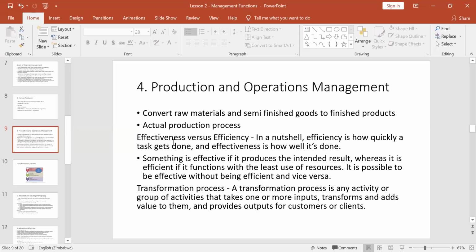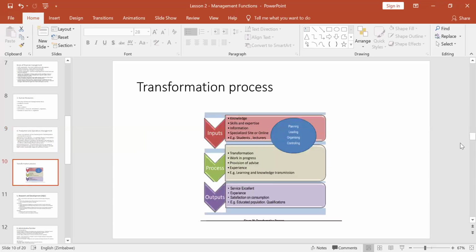That's just a basic example, but the transformation process is more complicated. We have three elements that come into the transformation process, as you can see on the illustration there. You have inputs, you have the process itself, and then you have outputs. So the inputs can be anything.